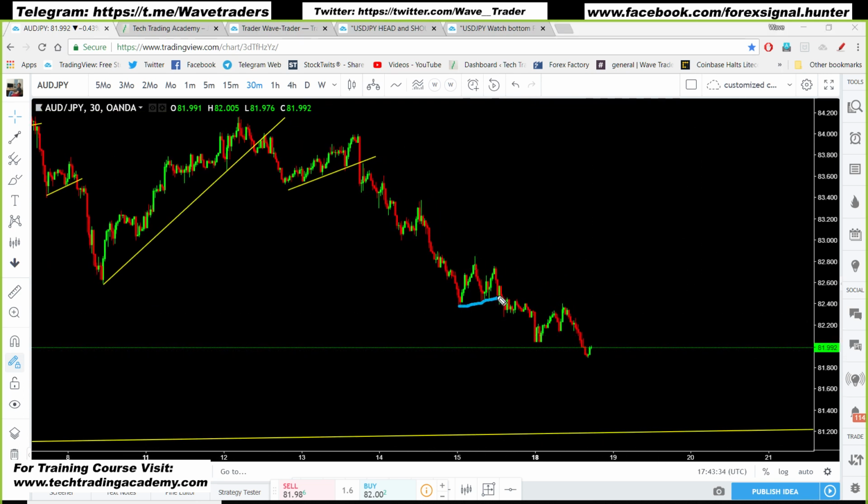These are the short-term setups. You see that? This short-term setup, this short-term setup, this short-term setup. Watch for another correction, and there's going to be a short-term setup for one more move down.